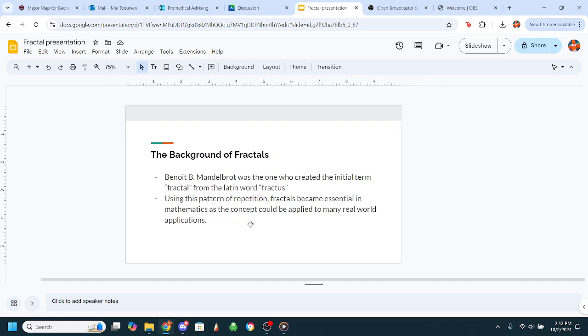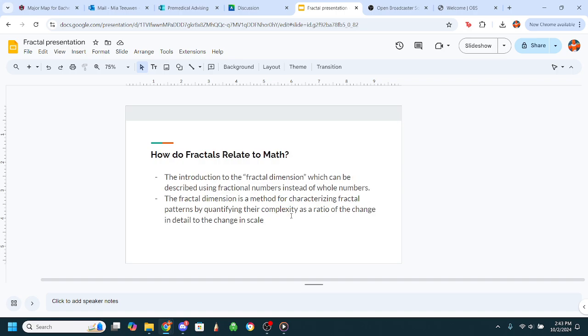The background of fractals. Benoit B. Mandelbrot was the one who created the term fractal from the Latin word fractus. This was coined from the idea of the Latin definition, which typically meant fractured or broken. And using this pattern of repetition, fractals became essential in mathematics as a concept that could be applied to many real-world applications. So, how did this concept relate to math?